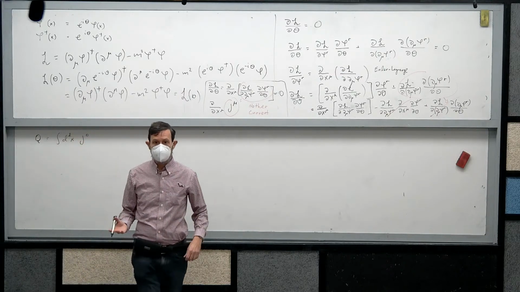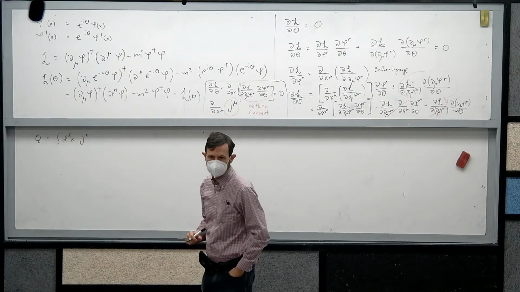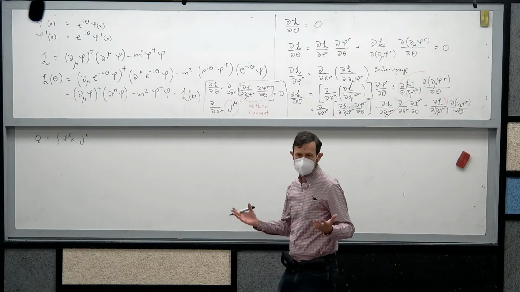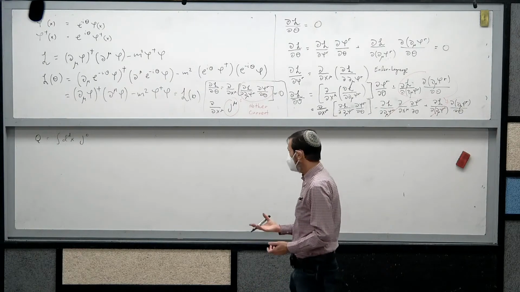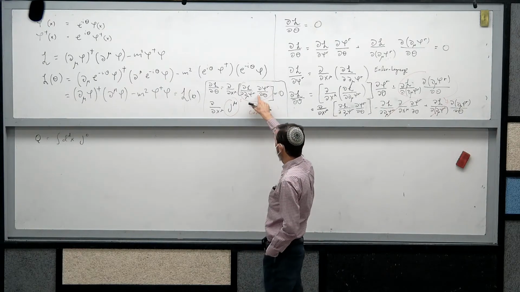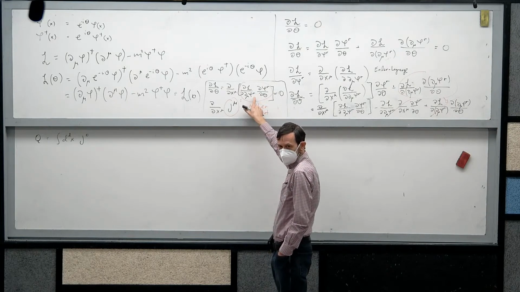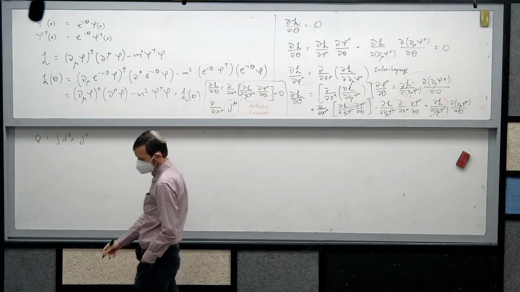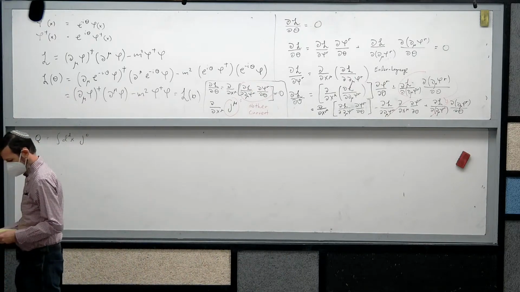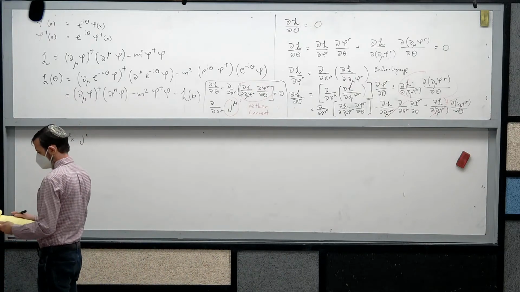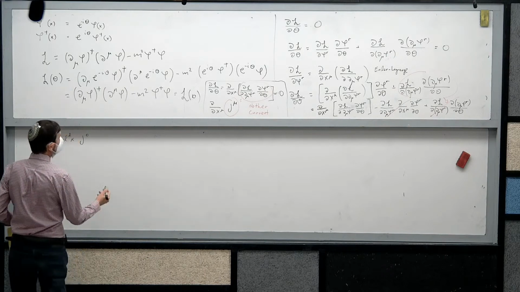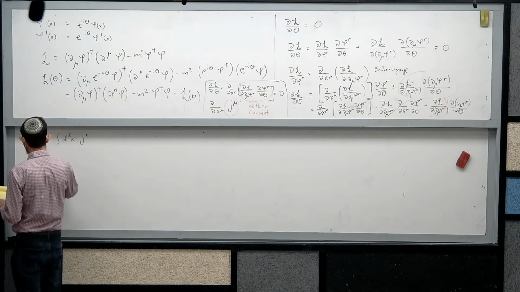That's the conserved charge in the Noether theory. So let's see, according to what appears here, what is this conserved charge? So I'm just writing down the components.